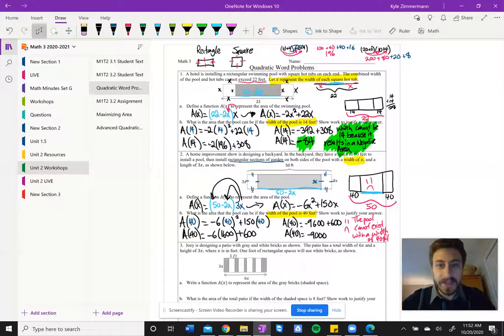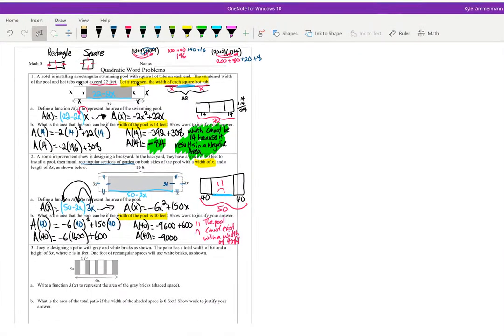Hey team, it's Mr. Z, and last time we looked at quadratic word problems where we had to find the shaded region that was surrounded by rectangles. Now we're going to apply a different type of problem that is very similar. Let's go ahead and dive on in.